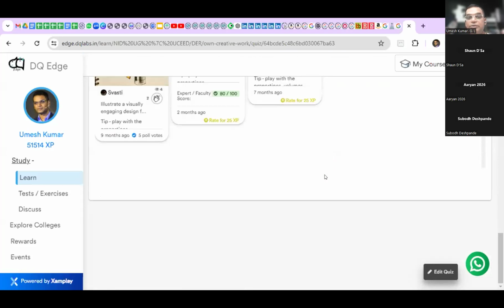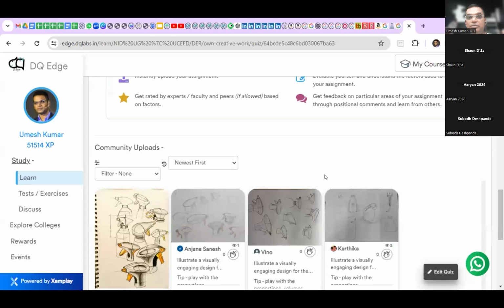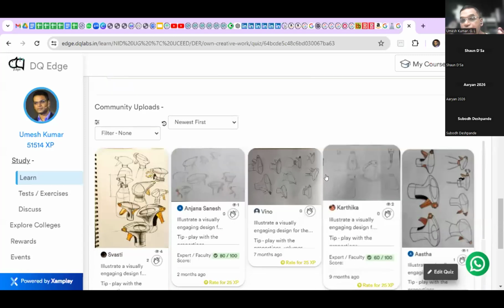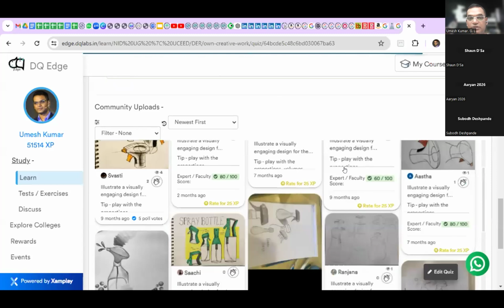Okay, so more are yet to load. Okay, loading. Okay, it's still loading. All right.